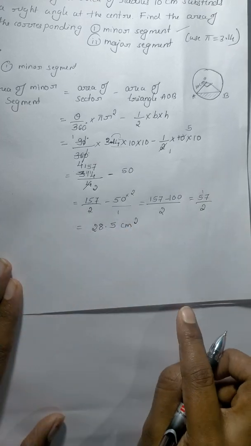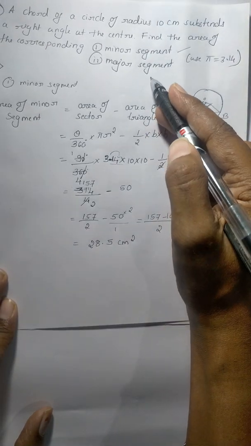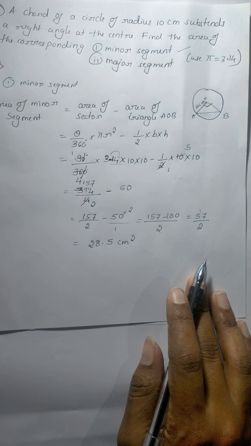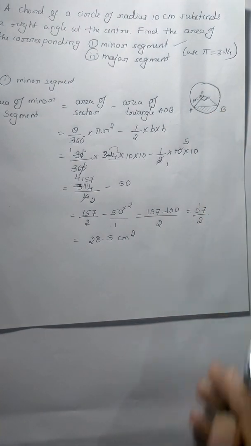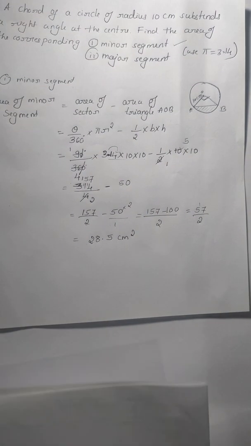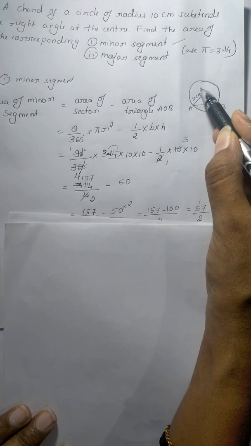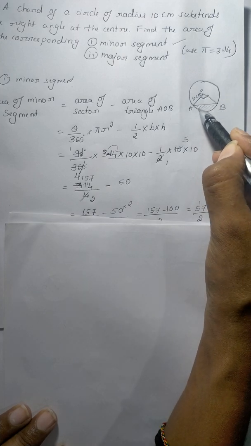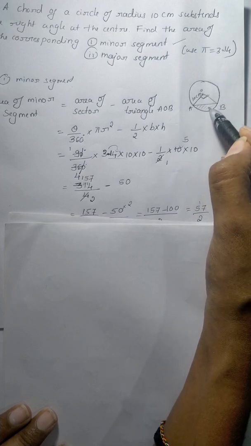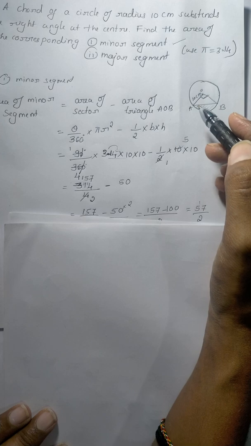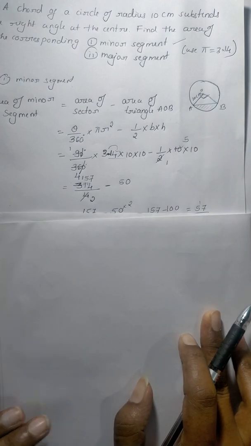So the area of the minor segment will be 28.5 centimeter square. Again, they have asked for a major segment. Now for the major segment, what is the formula? To find the major segment from the circle, we have to remove the minor segment. So from the overall circle, we remove the minor segment, and we are able to get the major segment using directly the formula which we have for the major sector. So write that one, write the values and try to calculate.